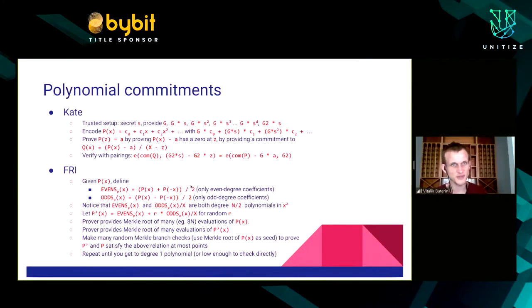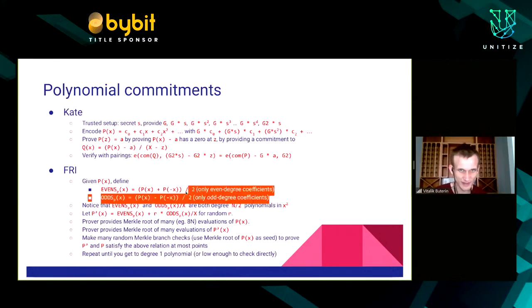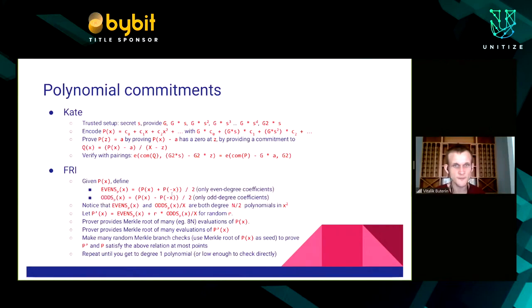FRI is another alternative. This is a purely hash-based polynomial commitment scheme, so it's post-quantum secure, which is really nice, and potentially faster to prove. The idea is that if you have a polynomial P, you define two polynomials, evens and odds. One captures only the even degree coefficients, the other captures only the odd degree coefficients. So these are both degree n over 2 polynomials in X squared. And then you randomly combine them together.